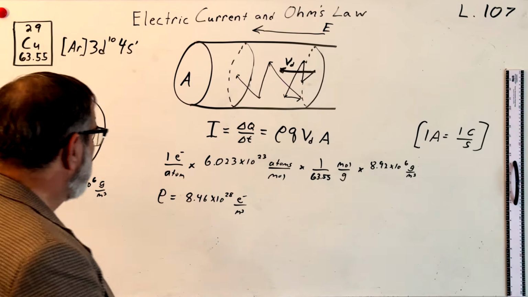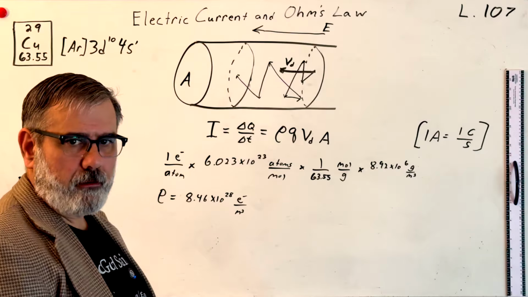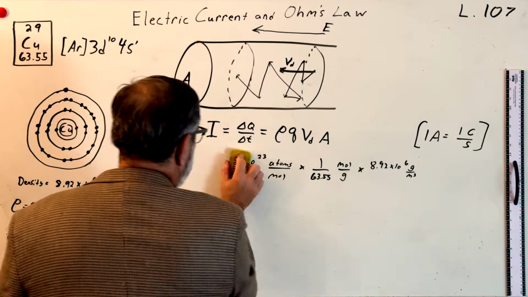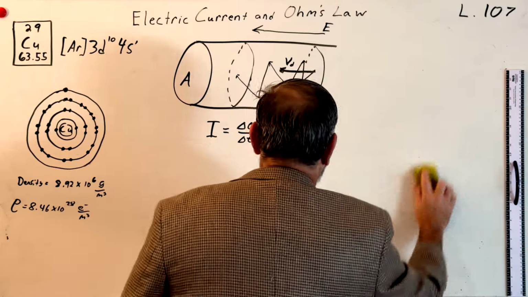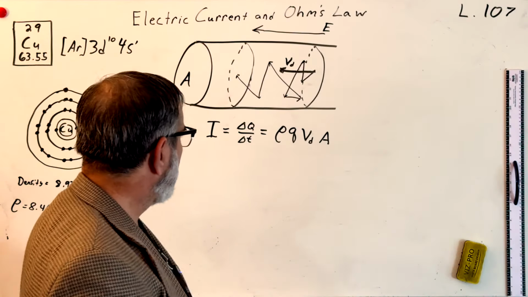Okay? That's right, I left the charge out of that. So let's write that over here so we keep track of it. We know what the charge of an electron is. It's 1.6 times 10 to the minus 19 coulombs.